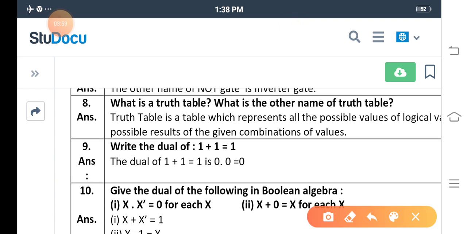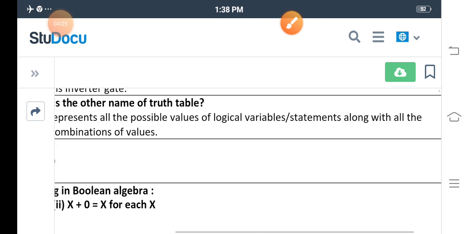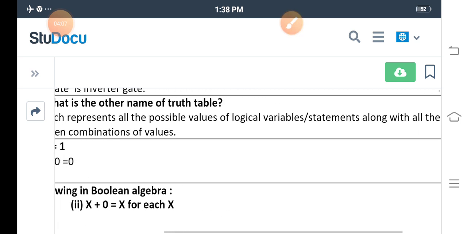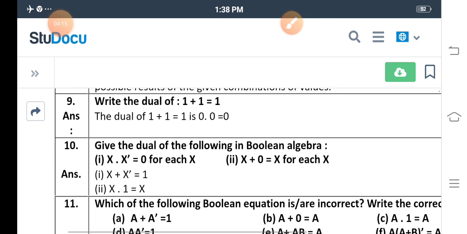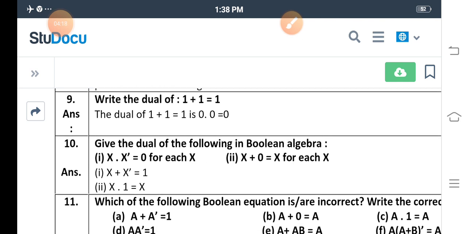Next, what is a truth table? What is the another name of truth table? So truth table is a table which represents all the possible values of logical variables or a statement along with all the possible results of the given combination of values, right? Now next, write the dual of 1 plus 1 is 1. That also we know.